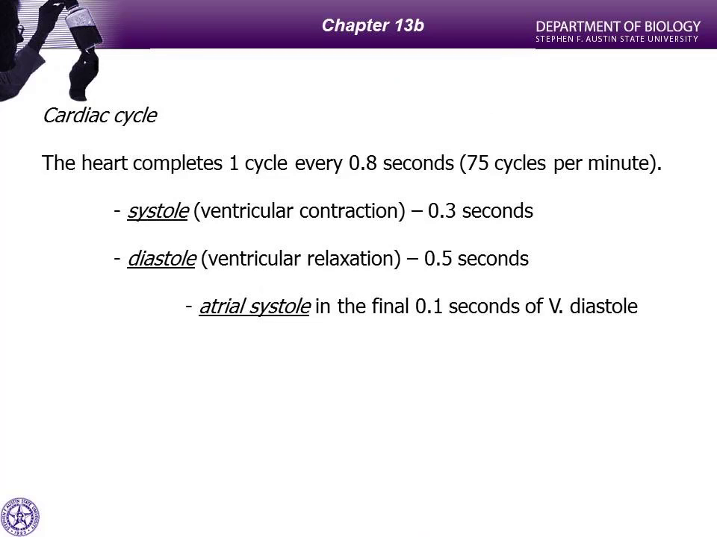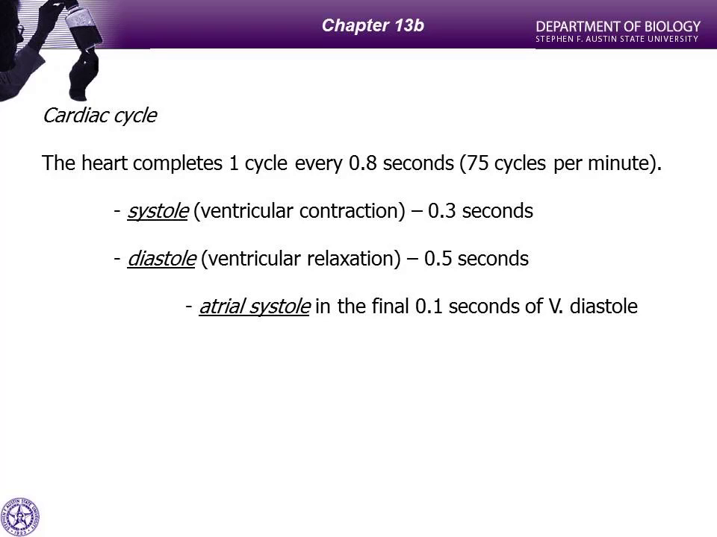Now let's put the heart to work. We've got our chambers. We've got our valves in place. Now we're going to look at the cardiac cycle. This is the heartbeat. So in our cardiac cycle, we're going to have 1 beat every 0.8 of a second. Now that's on average. That gives us an individual that has a pulse of about 75 beats a minute. It's not bad.